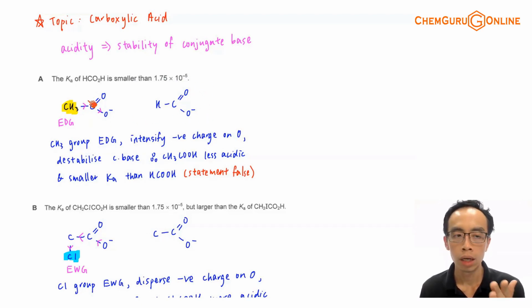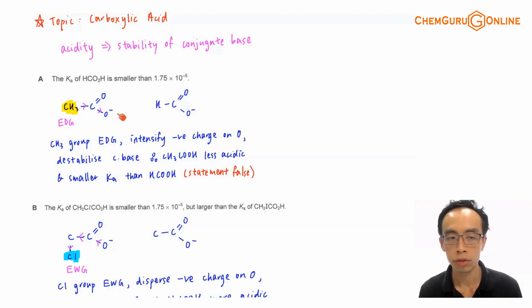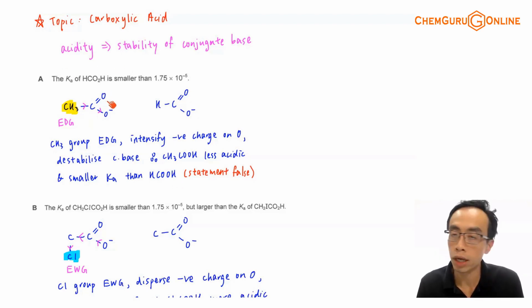The difference between them is that for ethanoic acid, I have a donating group, which is the CH3 group. Since it is donating, it can donate electron to my carbon, and then effectively also push electron to my O-. It will intensify the negative charge on oxygen, and you destabilize this conjugate base. If it is less stable, you make this acid less acidic. So we would expect ethanoic acid to be less acidic than methanoic acid. So HCOOH is expected to have a bigger Ka value, not a smaller Ka value. So statement A is not true.